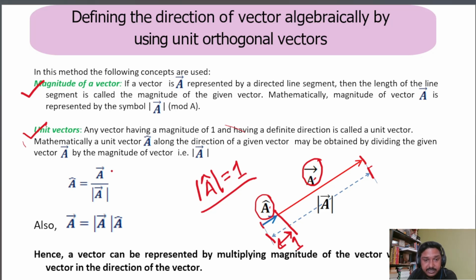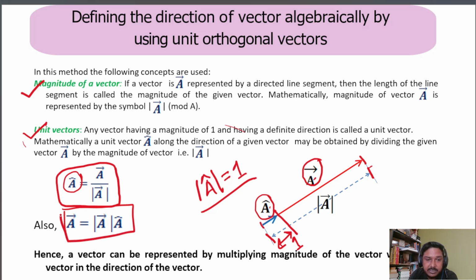Now, mathematically, a unit vector can be found out by this formula, which is the total vector A divided by the magnitude of the vector. So if we divide a vector by its magnitude, the thing that is left is basically a unit vector. Okay, now if we just cross multiply, we can alternatively write it in this way also. This is a very important concept in understanding vectors, that any vector can basically be written as the magnitude of the vector multiplied by the unit vector in that direction.